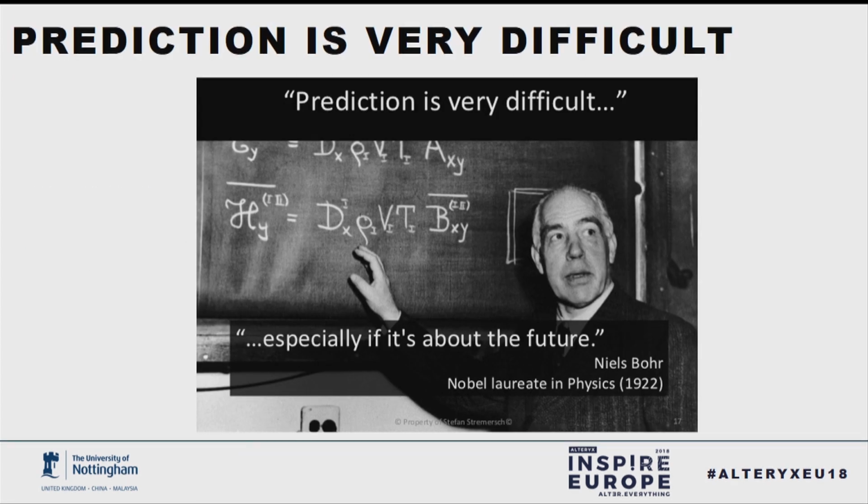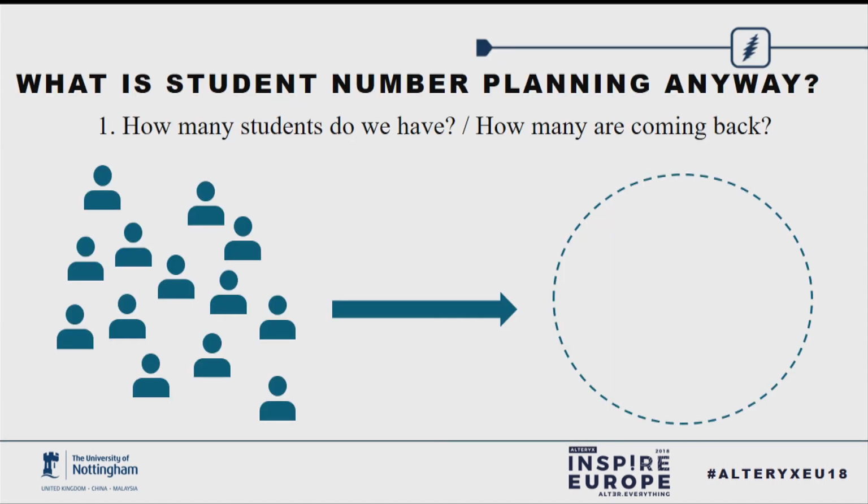Right, so student number planning. Prediction is very difficult, especially if it's about the future, said Niels Bohr, a Danish physicist, in 1922. And when I was digging around for a quote for a slide, I also came across another one which said something along the lines of prediction is about forecasting what's going to happen in the future and then spending all your time explaining to everyone why it didn't happen. But of course, we use Alteryx, so that doesn't happen at Nottingham. We get it spot on, honestly.